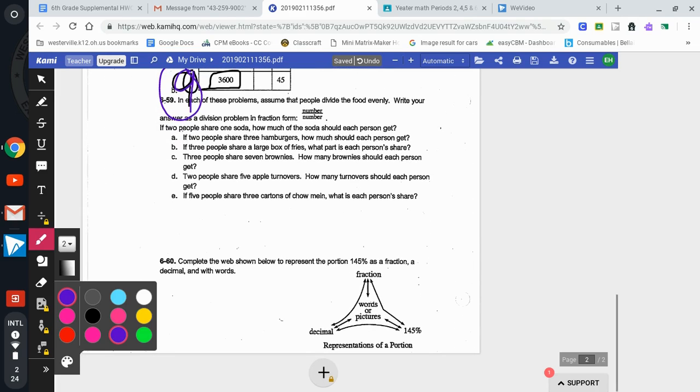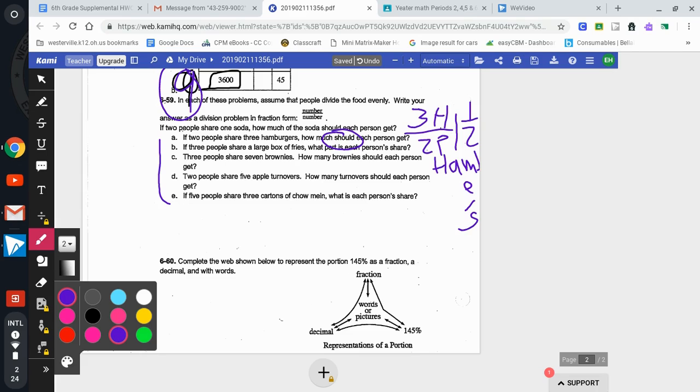All right, pretty easy questions to go. Each of these problems assume that people divide the food evenly. Write your answer as a division problem in the fraction form, number over number. Like the first one says, if 2 people share 3 hamburgers, how many should each person get? Again, it's asking for how much food. If we have 3 hamburgers and 2 people, how many times does 2 go into 3? 1, one's left over. So each person will get 1 1/2 hamburgers.